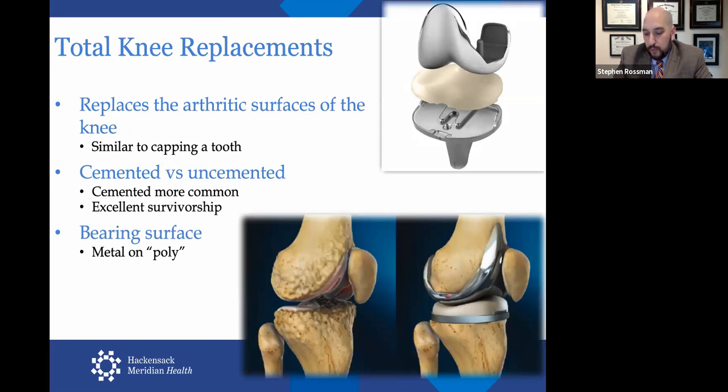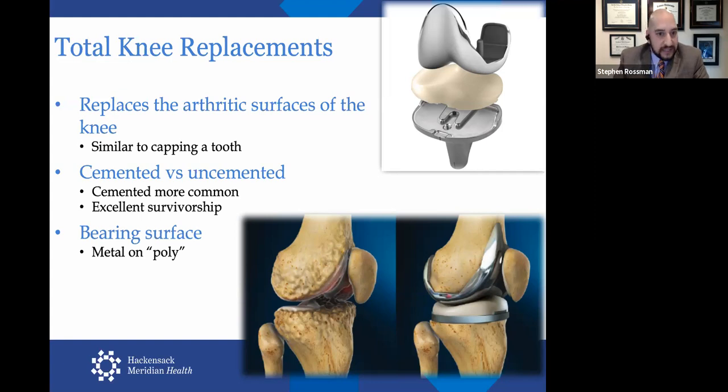And then just a little bit on total knee replacement. So a little bit different than hips because it's not a ball and socket joint. I describe knee replacements like the cap on the end of a tooth. Okay, that's the way to think about it. We're going to take off just about a centimeter of bone all the way around so we can place this metal femur and metal tibia on top of each thing, and then a piece of plastic that goes in between them.